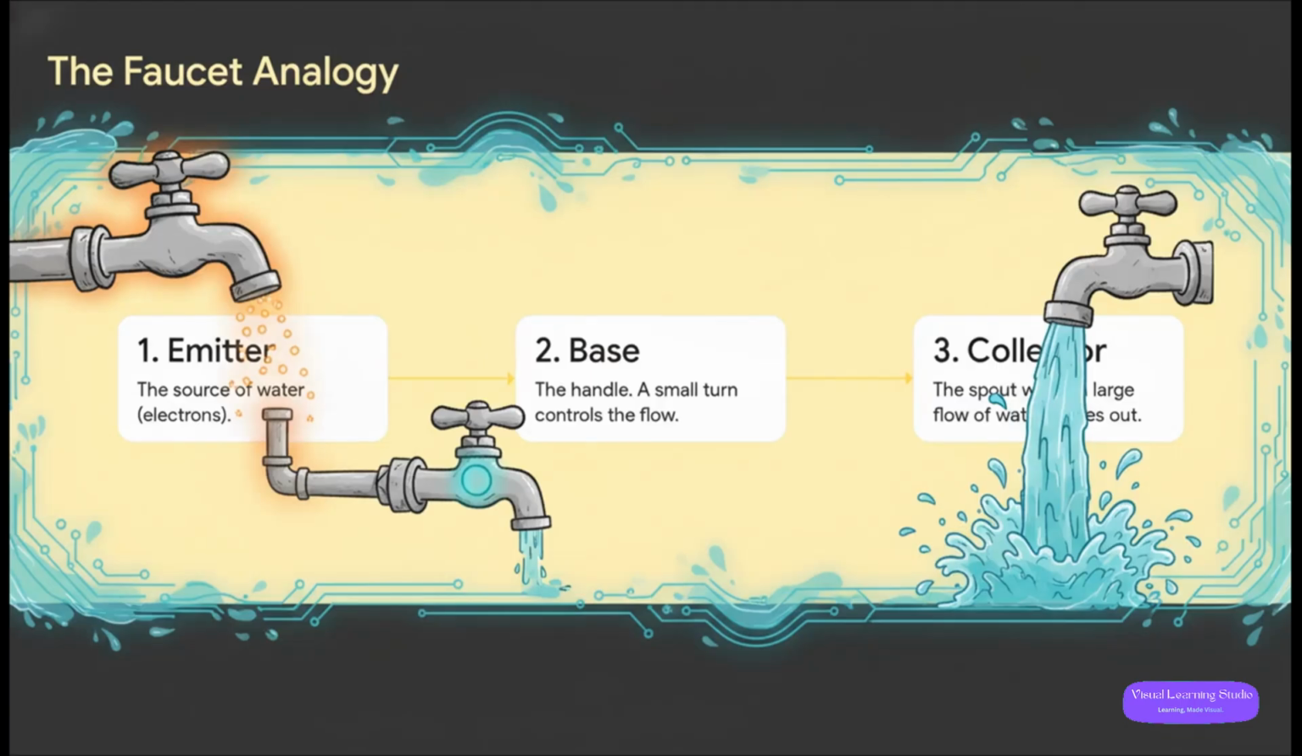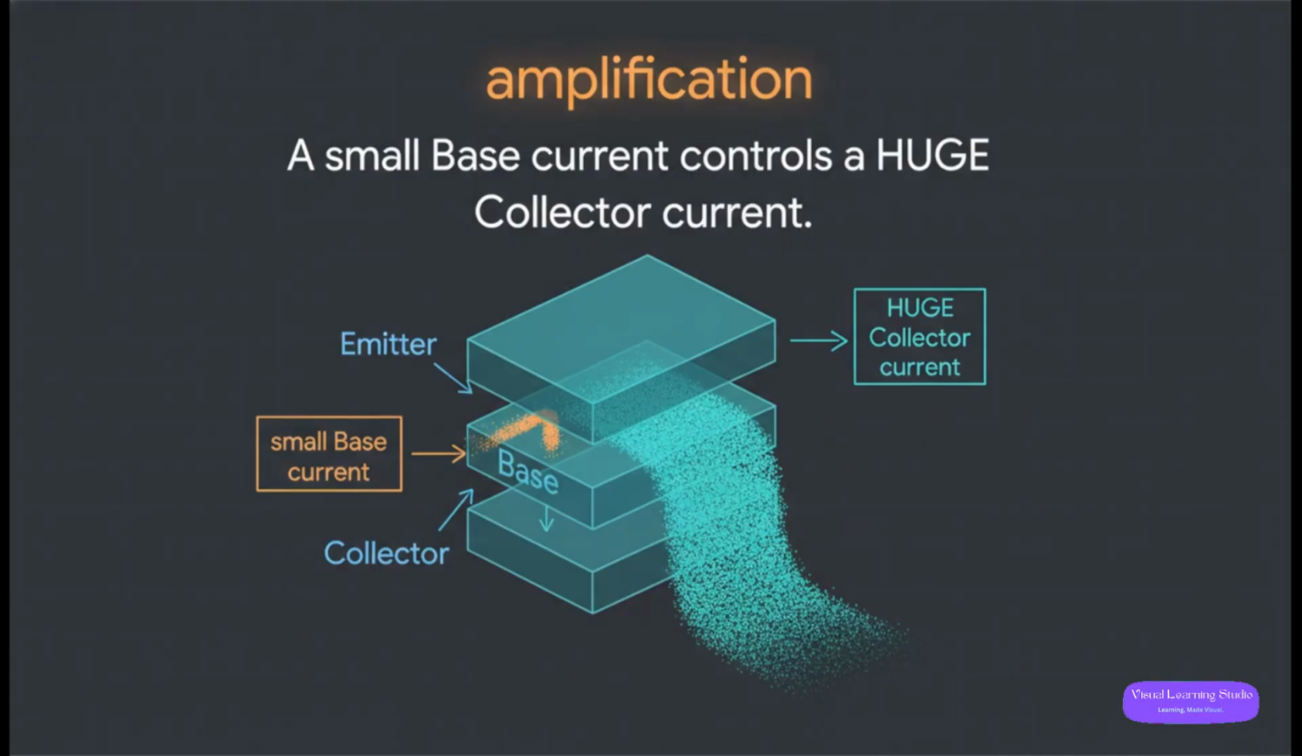The absolute best way to understand this is the faucet analogy. I want you to picture a faucet. The emitter is the source of the water, in our case, electrons. The collector is the spout, where a huge flow of water can come out. And the base? Well, the base is the handle. A tiny, tiny turn on that handle can control the massive flow of water coming out of that spout. And that's exactly what a transistor does.